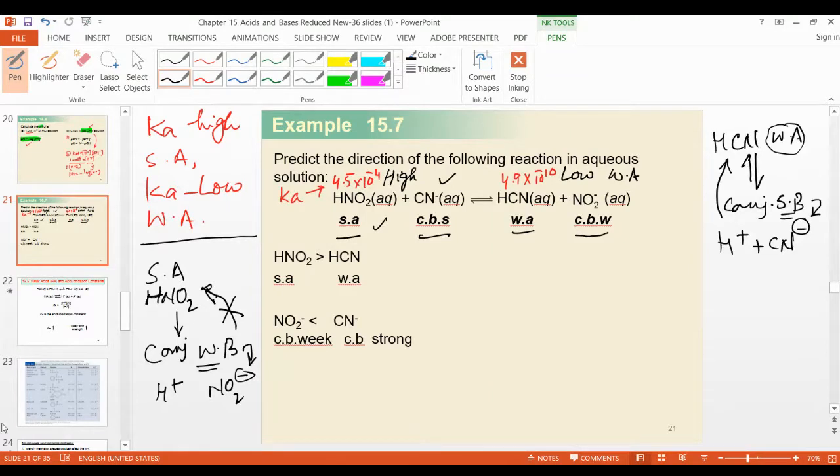If both a strong acid and a strong base are on the left hand side, does the reaction proceed right or left? If both are strong on the left, it will be to the right. Yes, because both are strong, they will react very fast. So the reaction will be on the right side. Direction of the reaction is to the right. All right.